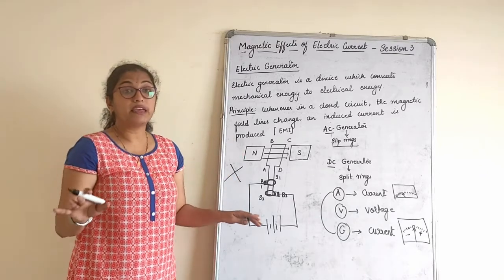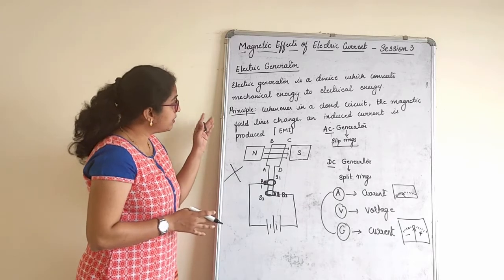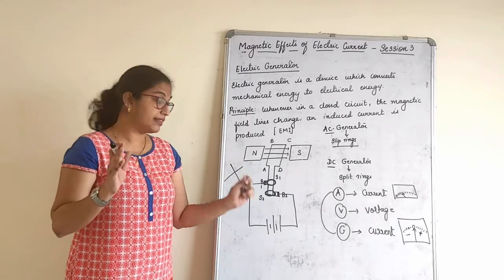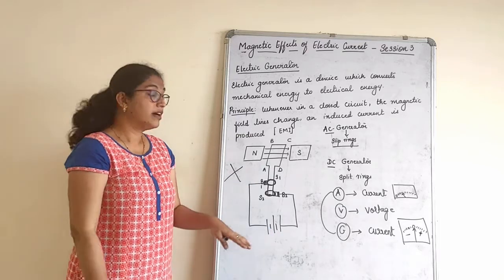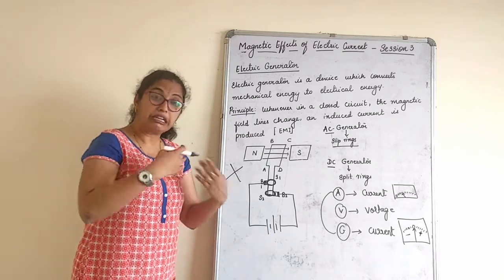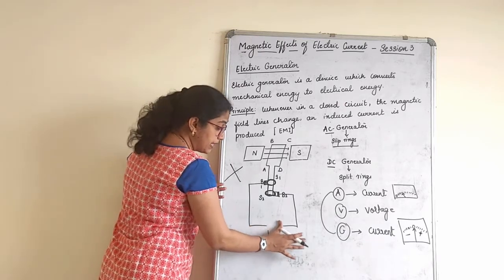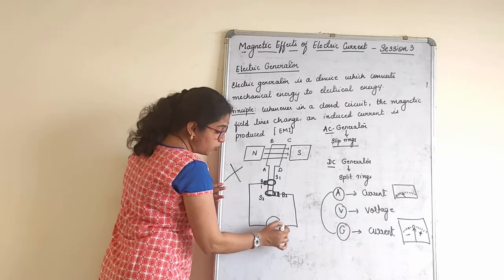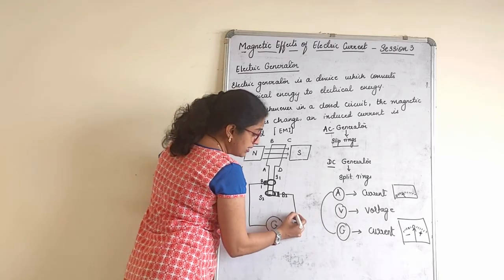The whole thing becomes wrong, because many times I have seen children write the working principle of a generator and connect a battery here, a power supply here. Why do you want a power supply when you are creating a power supply? So don't connect a power supply. Instead of a power supply, we connect the load. Sometimes they also connect a bulb.